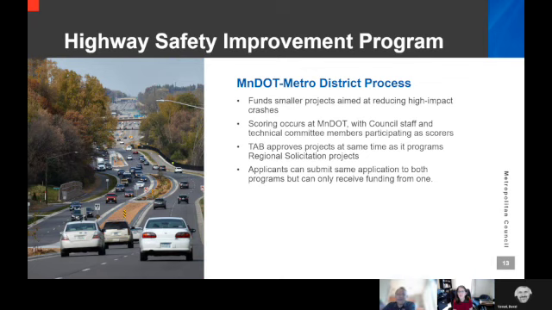And then applicants do submit to both programs, our regional solicitation and the HSIP solicitation, but they can only receive funding for one of them. So if they score really well in both, they would have to make a choice. And that choice is probably, if it's a lower cost project, they would probably choose HSIP because that does fund at 90% as opposed to our 80%. But if it's a higher cost project, they might choose our solicitation because we do have higher maximum funding awards.